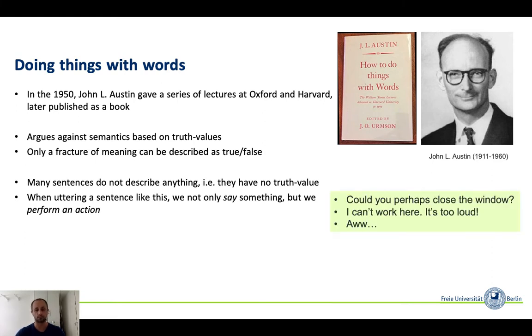Right? So, for example, if someone shows me a very cute picture of a small horse, I might go, "Oh." And this utterance, "Oh," has obviously no truth value. It cannot be said whether that is true or false. But what I do by saying something like that is I am performing an action, right? I'm letting my interlocutor know that I as well find the picture very cute. And this is something that Austin, in his theory, then wants to describe.